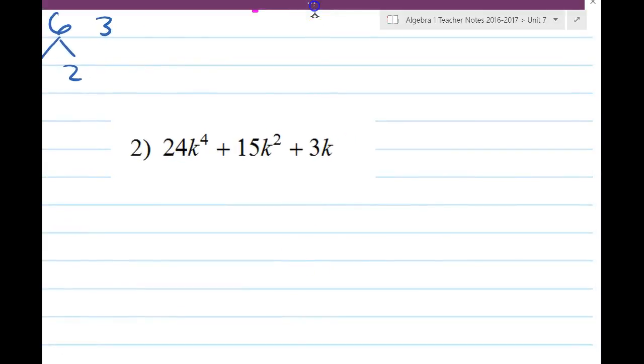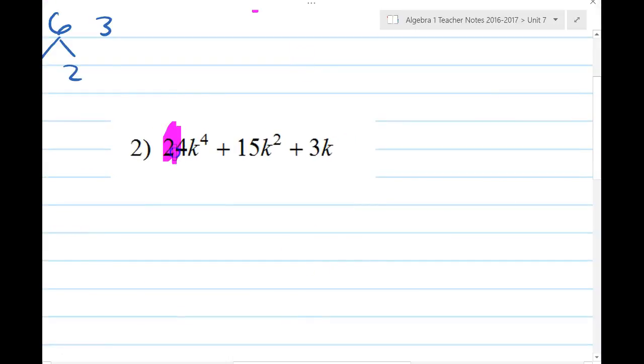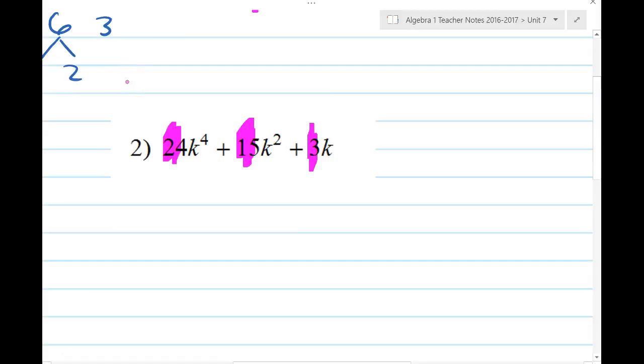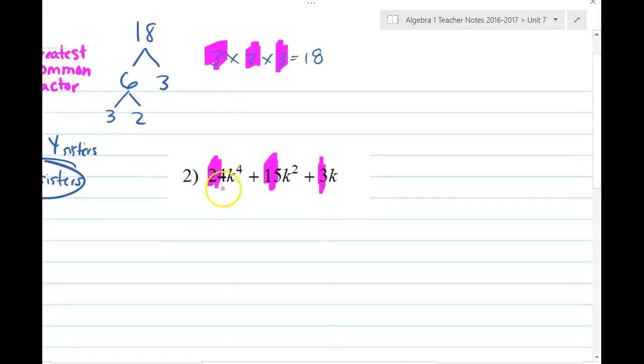Okay, so again, we're going to start with the numbers, 24, 15, and 3. And we want to find a number that will divide into both of those. Okay, so we have to think to ourselves, what number divides into 24, 15, and 3? Well, you always want to start with the smallest number, because you can't go any bigger than the smallest number. So, 3. Let's try 3. 3 goes into 3, 3 goes into 15, and 3 goes into 24. So there's my common factor for the numbers.